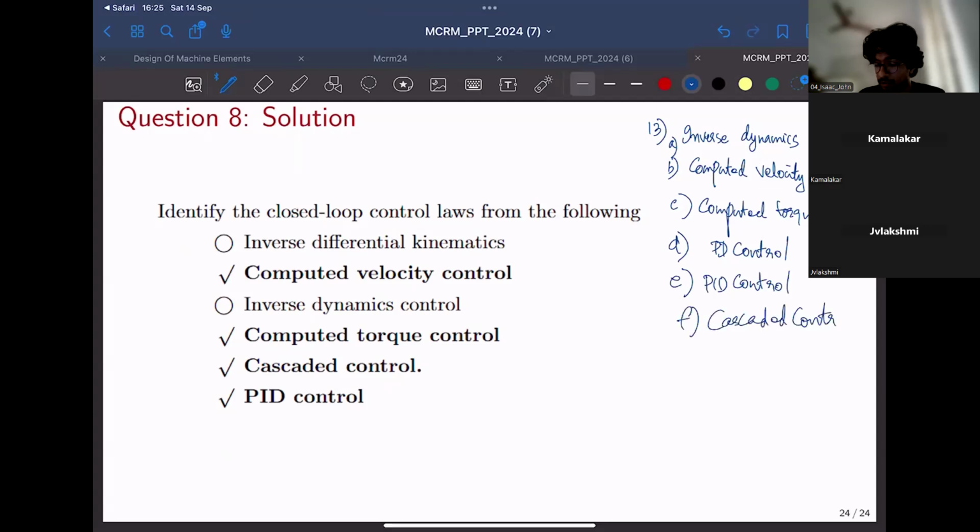So what was your logic? You were saying something about inverse dynamics being open loop, right? I am not saying any logic, sir. I am just asking for an explanation. So is inverse dynamics the only odd one, sir? Let me check. Yeah, I suppose that is the only open loop, right? Everything else is closed loop: computed velocity is closed loop, computed torque is closed loop, PD control is also closed loop because there is a feedback term coming, PID control is also closed loop, cascaded is also closed loop. So inverse dynamics is the only open loop. Everything else is closed loop.